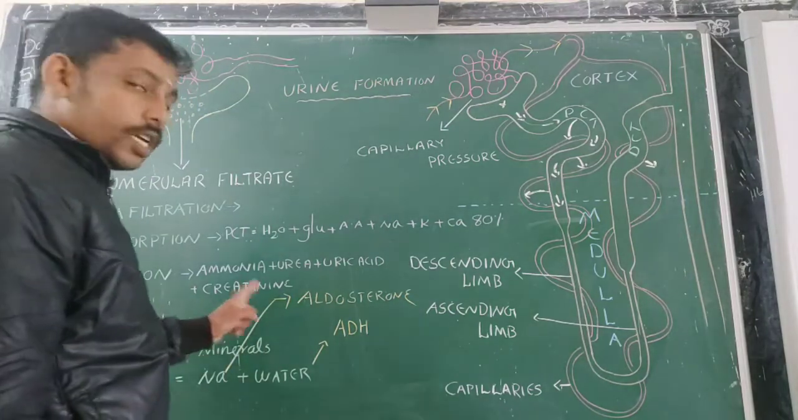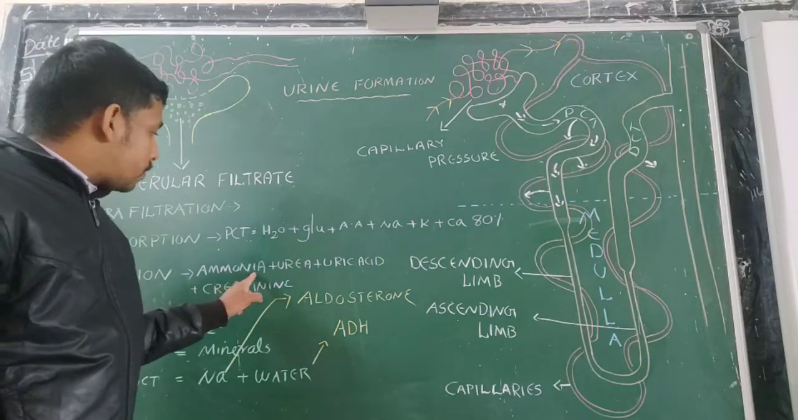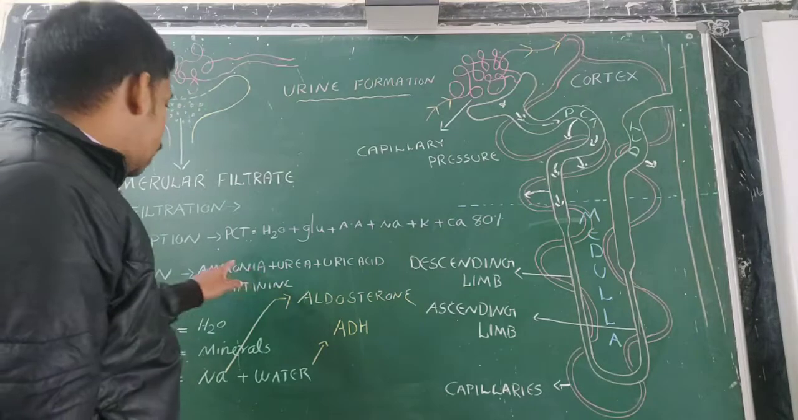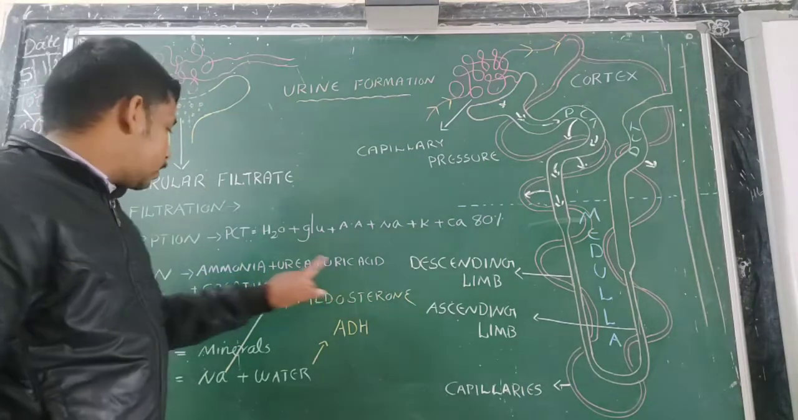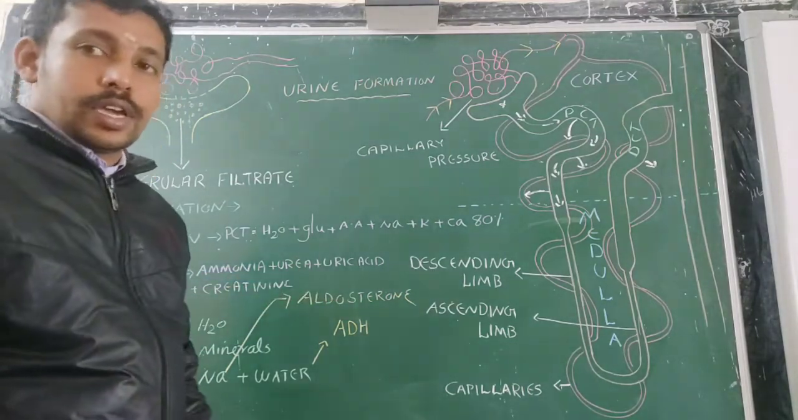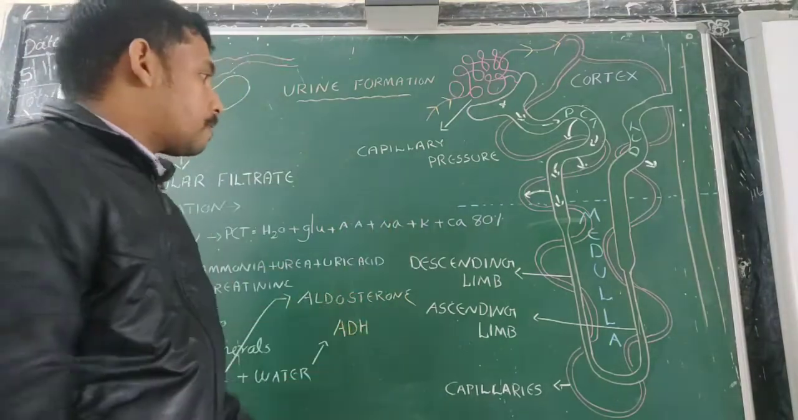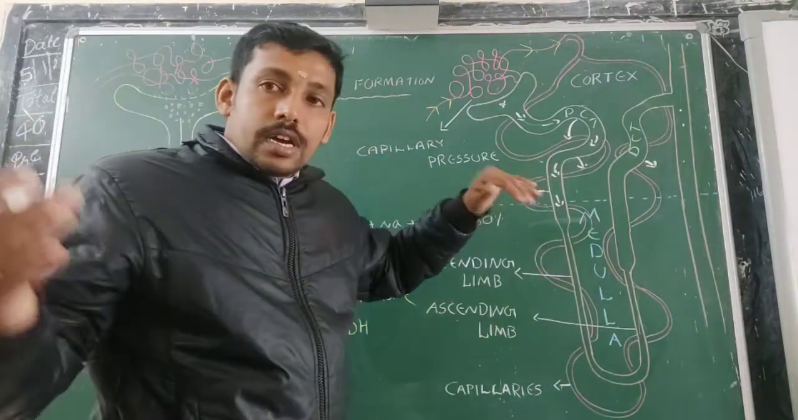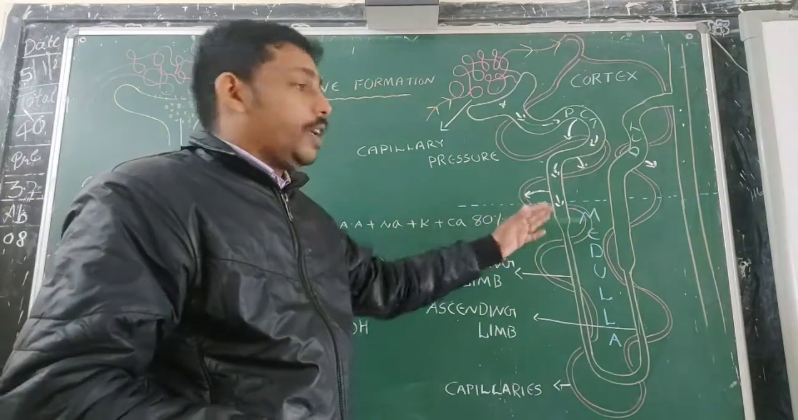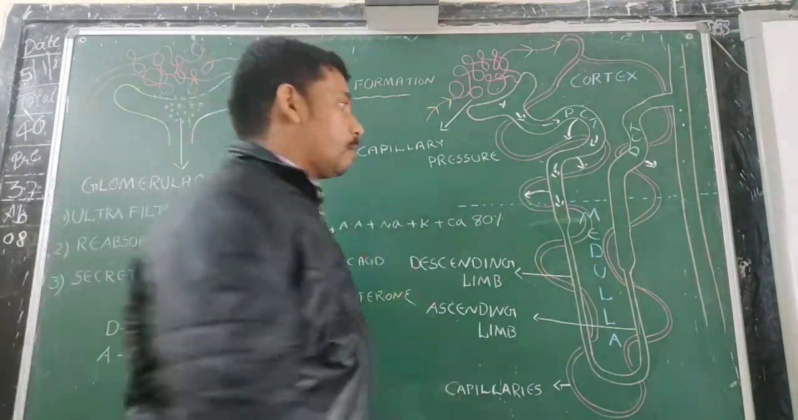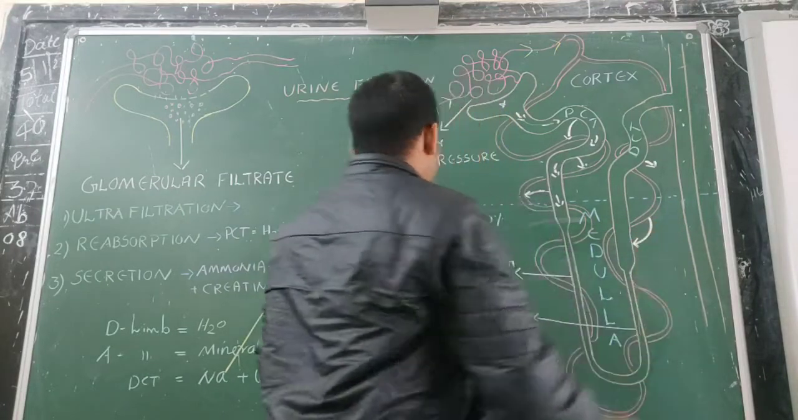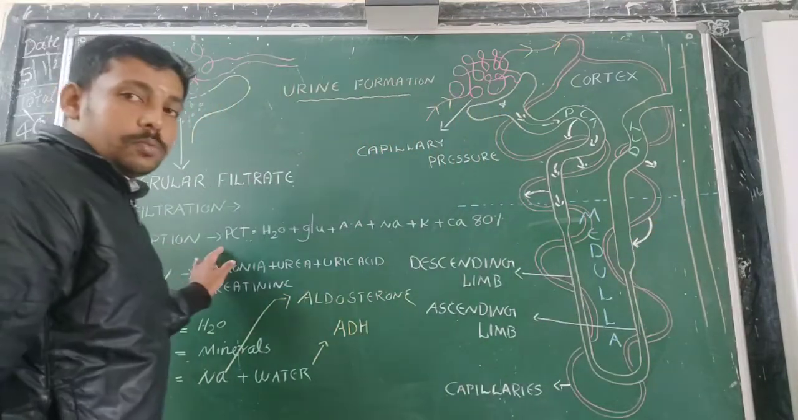In secretion, some of the poisonous waste materials such as ammonia, urea, uric acid, creatinine are coming into the renal tubule from the surrounding blood vessels. So it is just opposite to the tubular reabsorption.